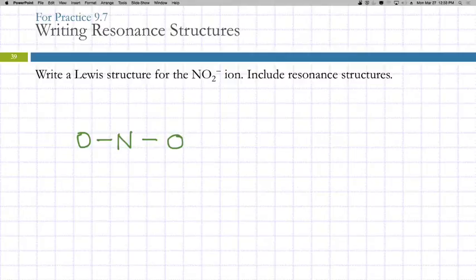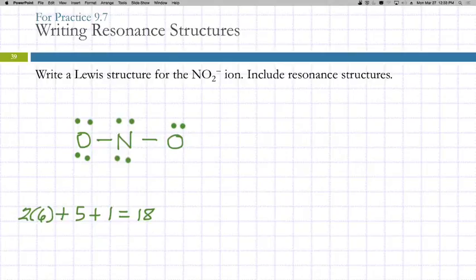Then we figure out the number of electrons. So we have two oxygens. They each have 6 valence electrons. How many does nitrogen have? 5. And that negative charge says we have to add 1 electron. So we've got 18 electrons to hand out here. So I've got 2, 4 for the bonds, 6, 8, 10, 12, 14, 16, 18, and I've run out.